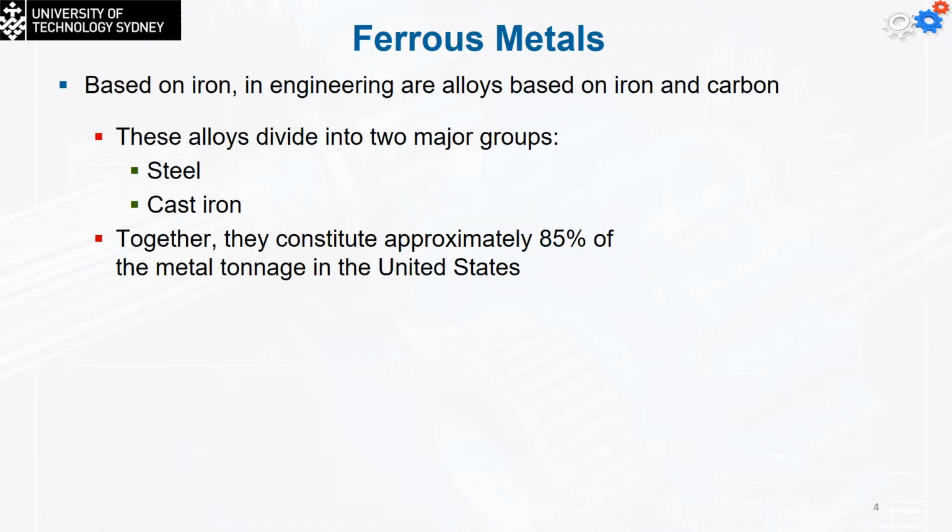So the first metals are based on iron, as we said earlier, and engineering alloys are based on iron and carbon. These alloys are divided into 2 major groups, which are steel and cast iron. And together they constitute approximately 85% of all the metal tonnage in the United States alone.